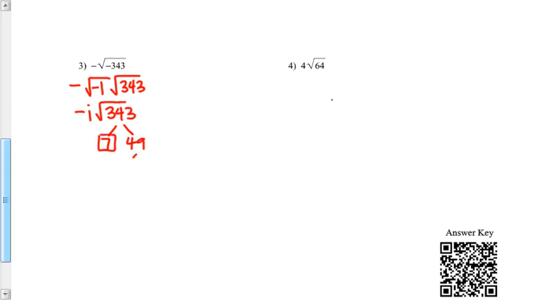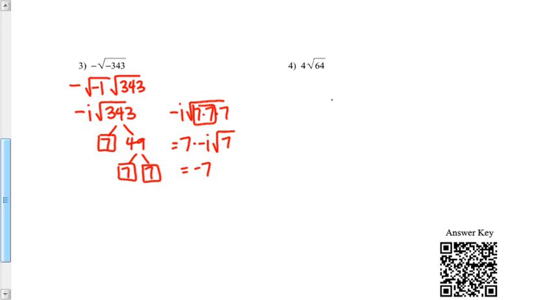7 is a prime number, and 49 breaks down into 7 and 7. So then we rewrite our problem. We have negative i out in front, and then we have 7 times 7 times 7. Look for your pair. You have a pair of 7s, so that goes out in front with the negative i. The other 7 stays under. That would give me negative 7i square root 7.